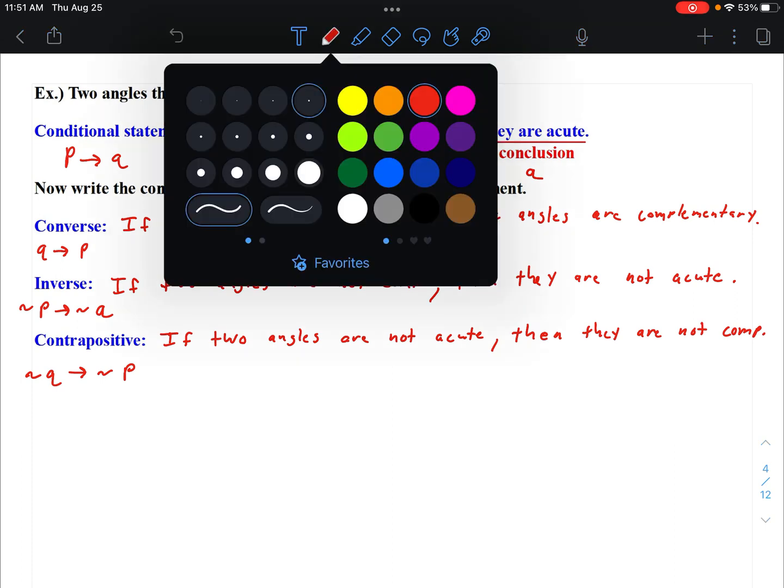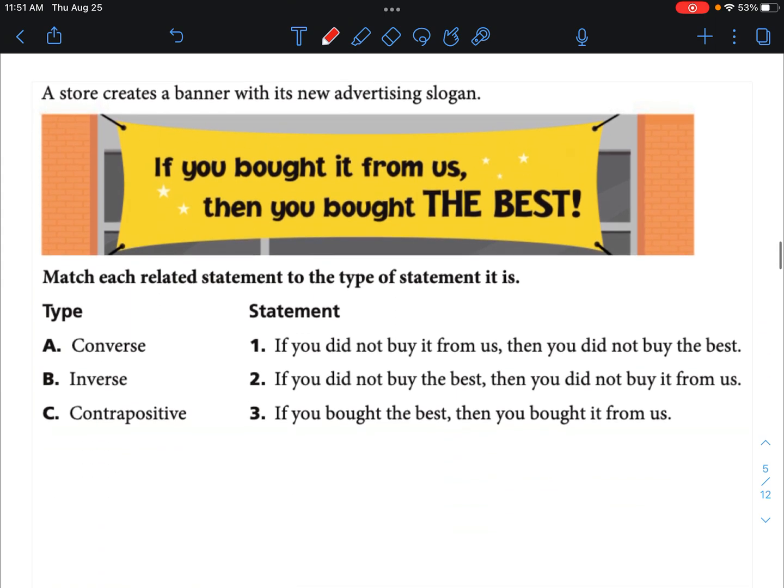I've got one more example for today. This is a store banner. You'll notice that it's in the if-then format. If you bought it from us, then you bought the best. And we're going to match this up with converse, inverse, and contrapositive. Remember that this is the conditional statement, the original. So the converse would be in reverse. If you bought the best, then you bought it from us. So converse would be number 3 on this list.